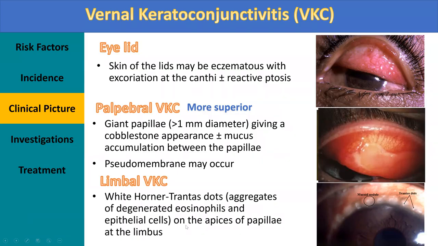This is very important and very commonly asked in the exams, which is the contents of these white Horner-Trantas dots. So remember, two things here are asked in the exams. The white Horner-Trantas dots occur in what disease? They occur in vernal keratoconjunctivitis. What are the contents? The contents are eosinophils. Okay. So these are the eyelid and conjunctival affection of vernal keratoconjunctivitis.